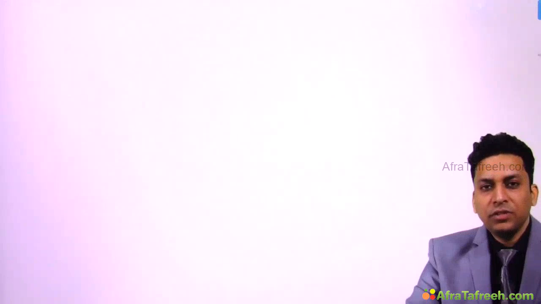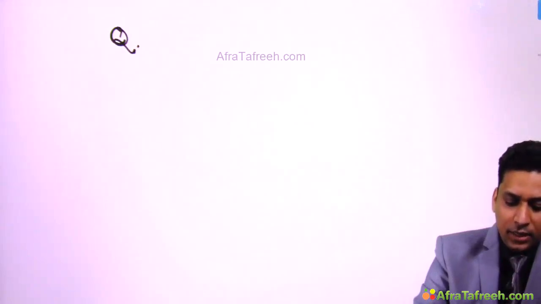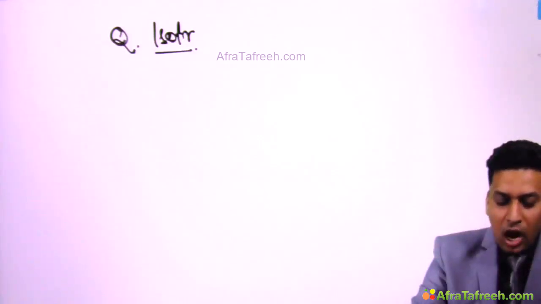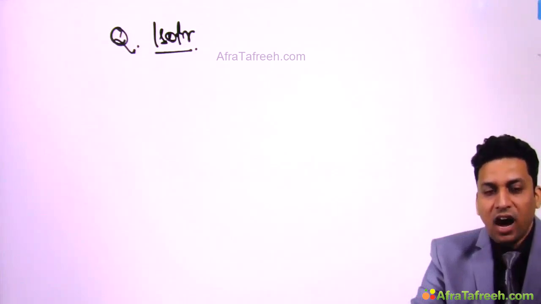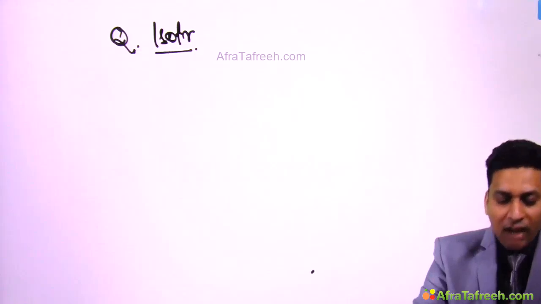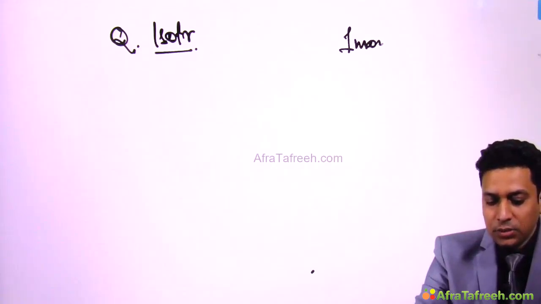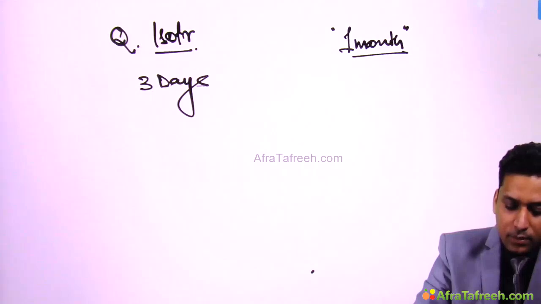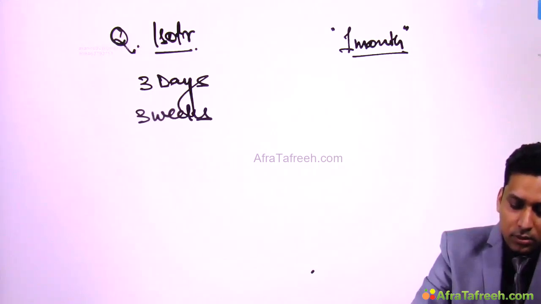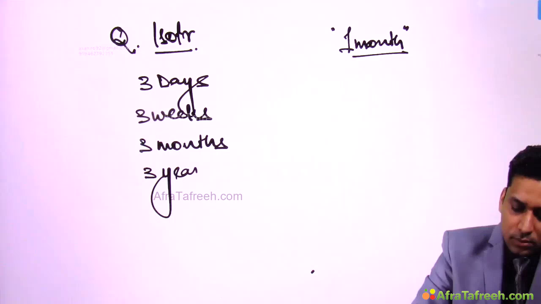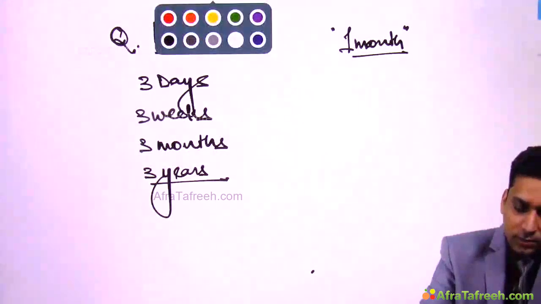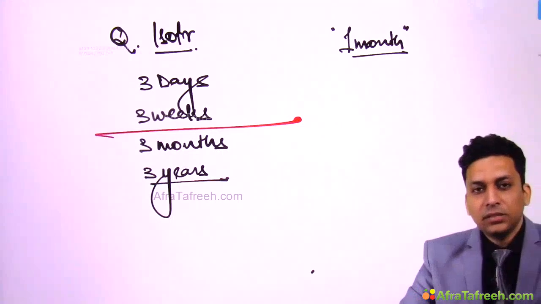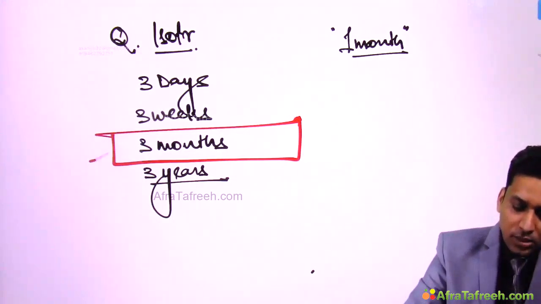So let us discuss one question which was asked in JIPMER. The question was that the patient is taking isotretinoin. For how much duration should the patient not conceive after stopping the therapy? Okay, and we all know that the duration is 1 month. So the patient should not conceive for 1 month, but the options were 3 days, 3 weeks, 3 months, 3 years. Now what will be your answer? 3 weeks or 3 months? The answer is 3 months and not 3 weeks.